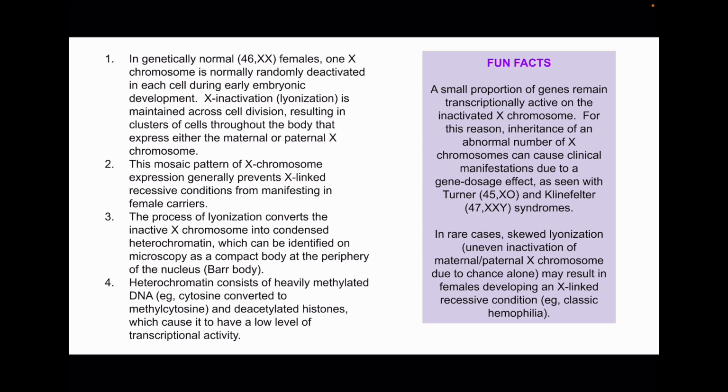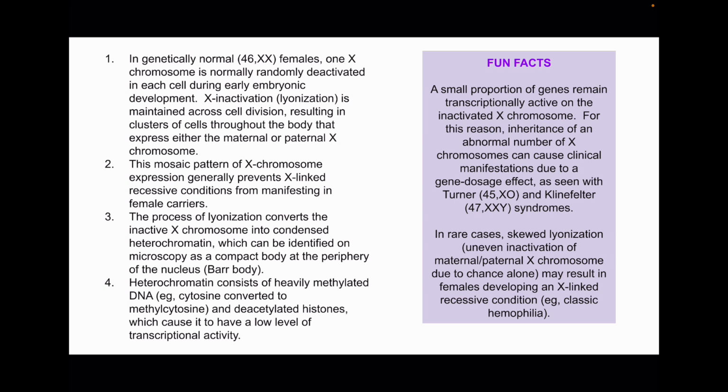In rare cases, skewed lionization, uneven inactivation of maternal or paternal X chromosomes due to chance alone, may result in females developing an X-linked recessive condition, for example classic hemophilia. So in genetically normal females, one X chromosome is normally randomly deactivated in each cell during early embryonic development. X inactivation, lionization, is maintained across cell division, resulting in clusters of cells throughout the body that express either the maternal or the paternal X chromosome. This mosaic pattern generally prevents X-linked recessive conditions from manifesting in female carriers.